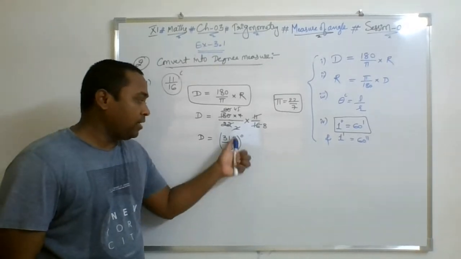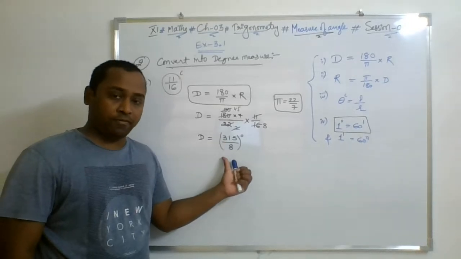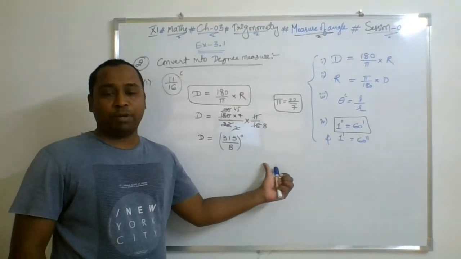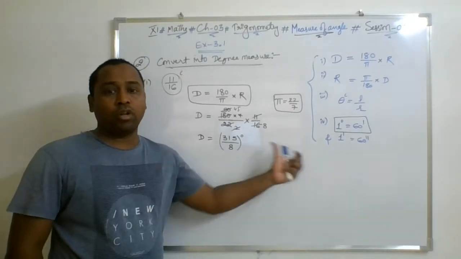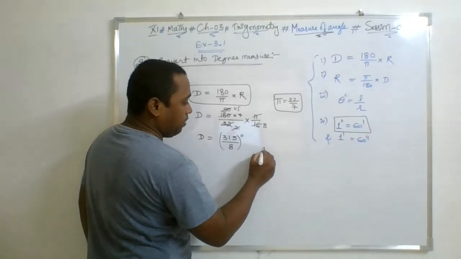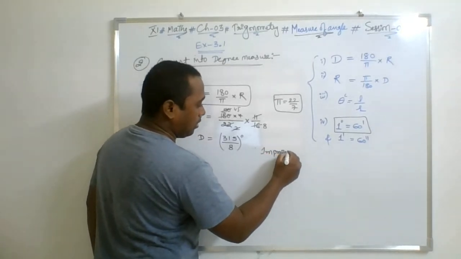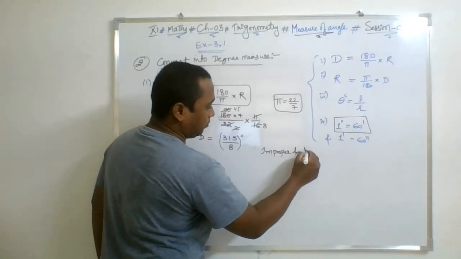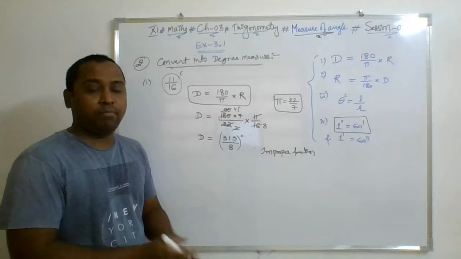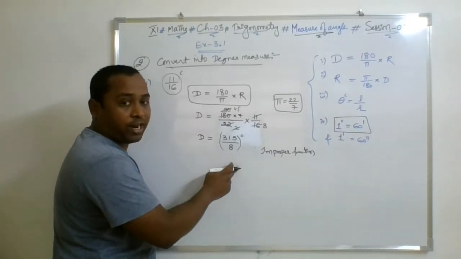But remember, if it is an improper fraction, you need to simplify further to express the degree in more accurate language. So since it is an improper fraction, you need to simplify further. First express it as a mixed fraction.